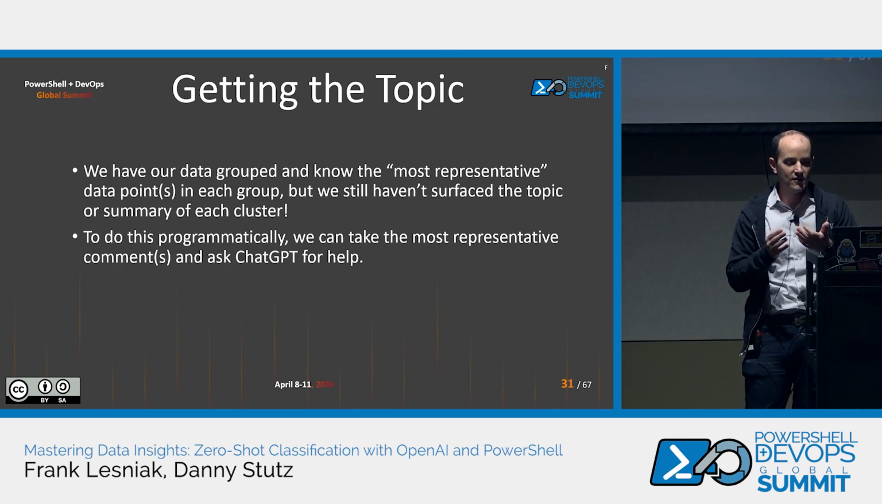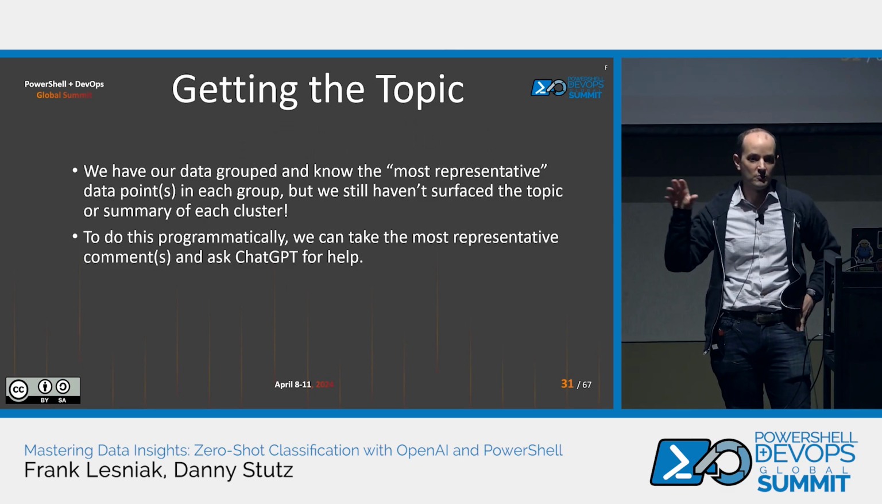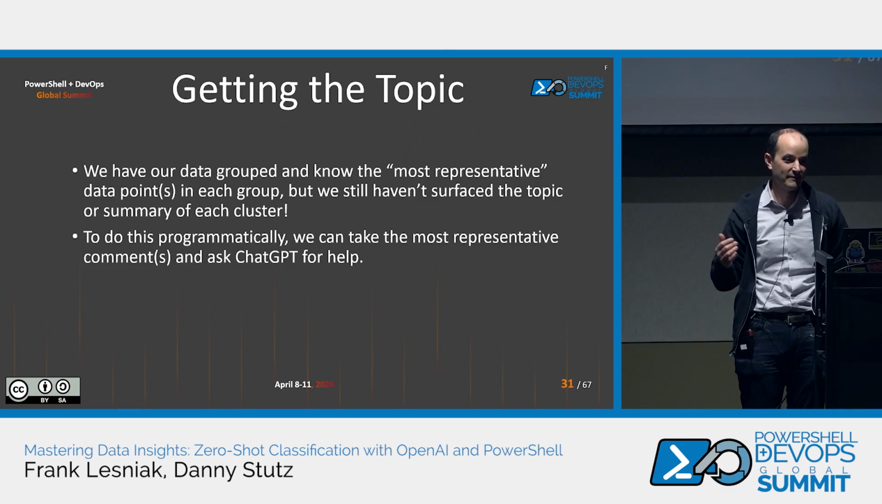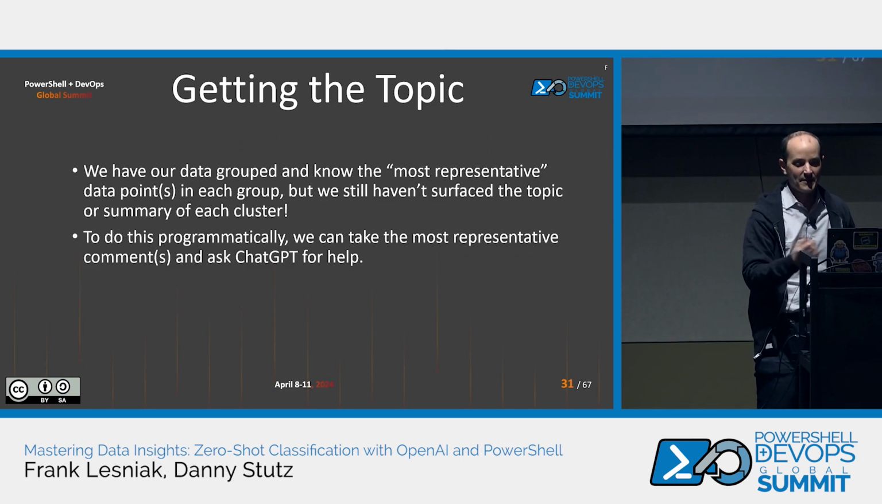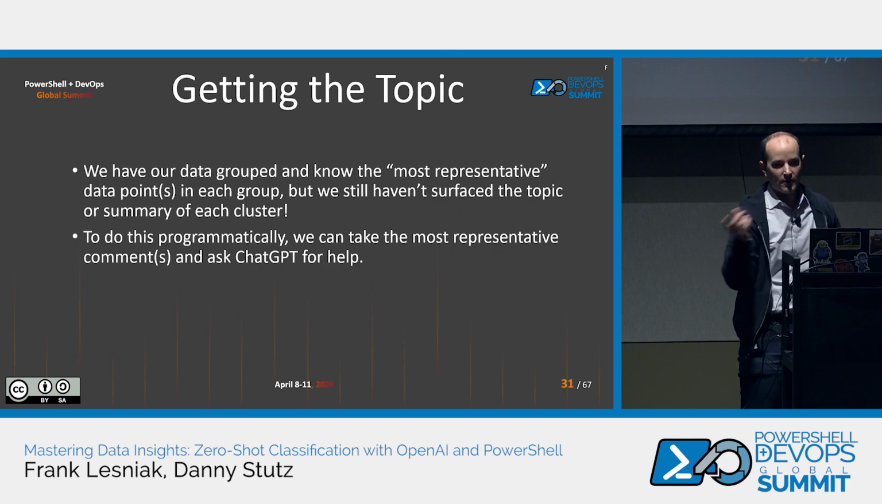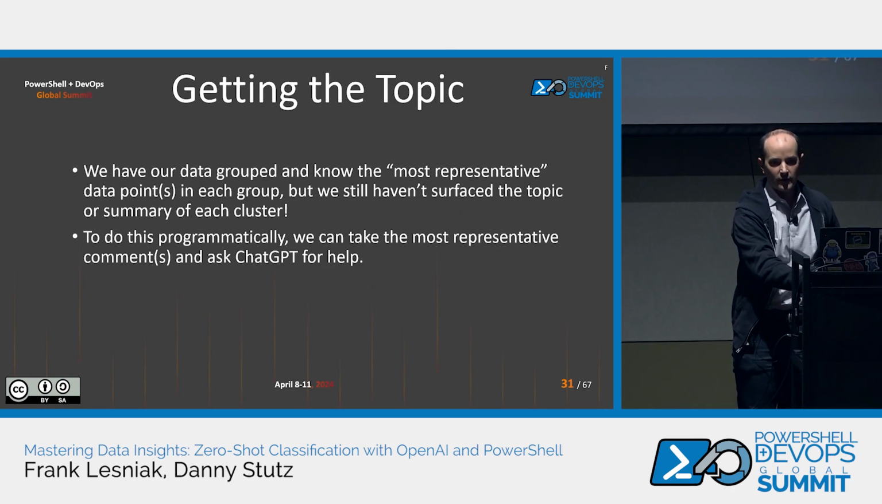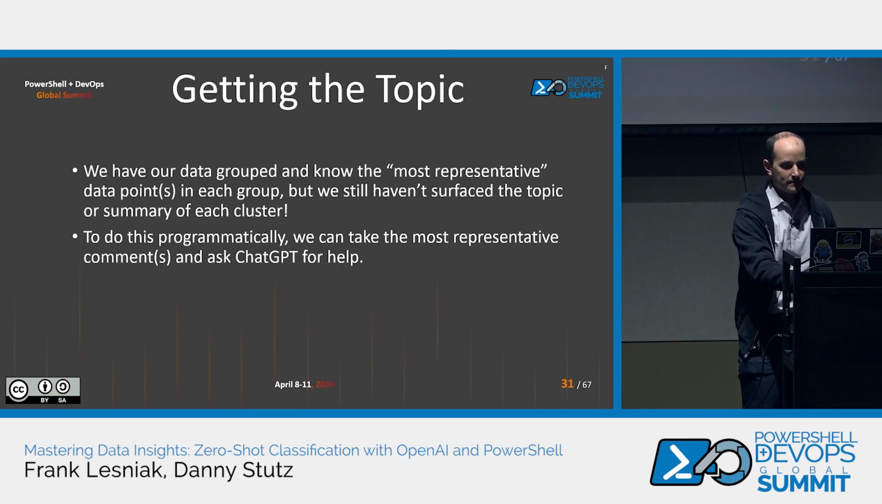So the last thing we need to do is take that most representative comment or group of comments and ask ChatGPT for help by literally asking it, what is the theme of this comment or comments? And we'll show you the prompt we use for that, by the way. It's not perfect, but it does work. So we'll get into that.